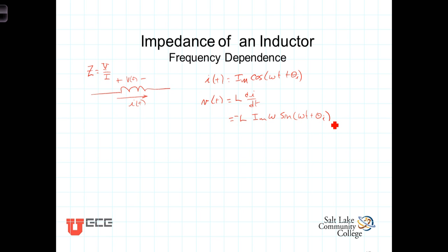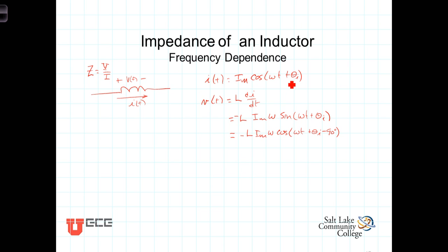Now ultimately we're going to want to represent v in terms of its phasor, and so we need to convert the sine term to a cosine term. So this is equal to negative L I_m omega times the cosine of omega t plus theta_I minus 90 degrees. Shifting the sine wave 90 degrees to the right gives us a cosine wave.